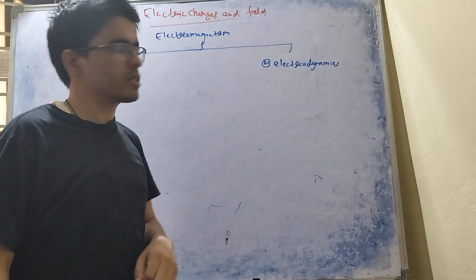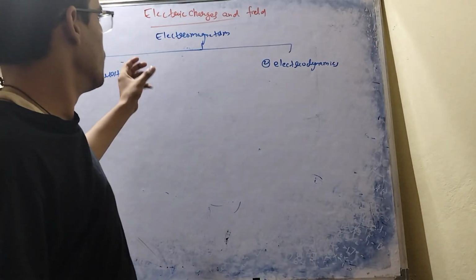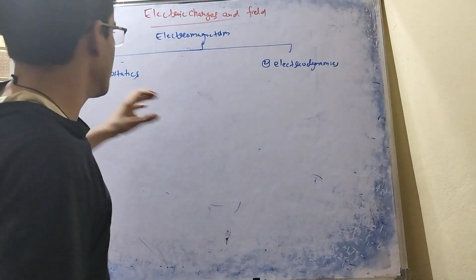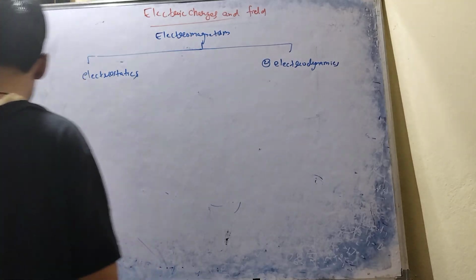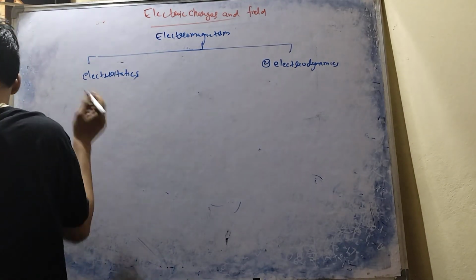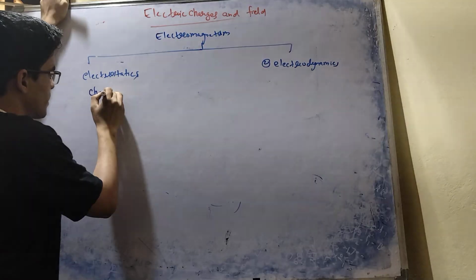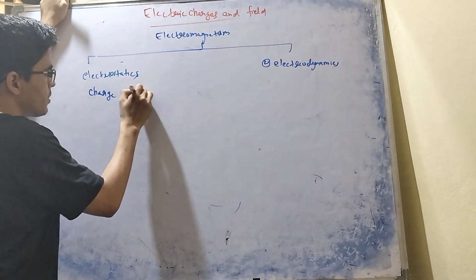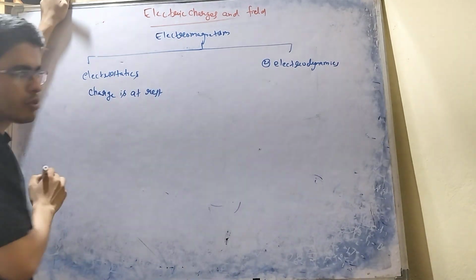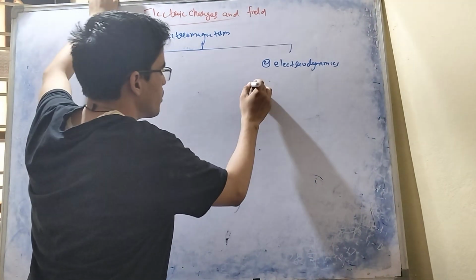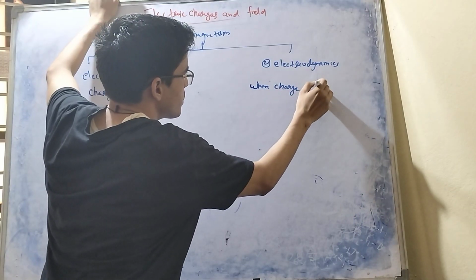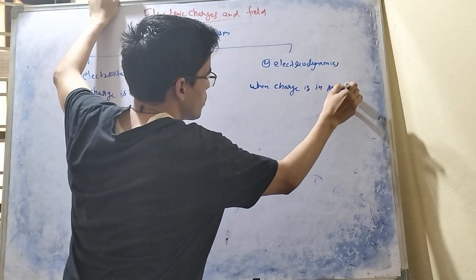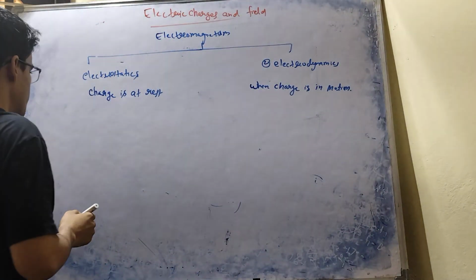Today I want to discuss electric charges and field. First I want to write here electromagnetism. There are two types of electromagnetism. First is called electrostatics and second is called electrodynamics, right? When charge is at rest, it is called electrostatics, right? And when charge is in motion, it is called electrodynamics, correct?